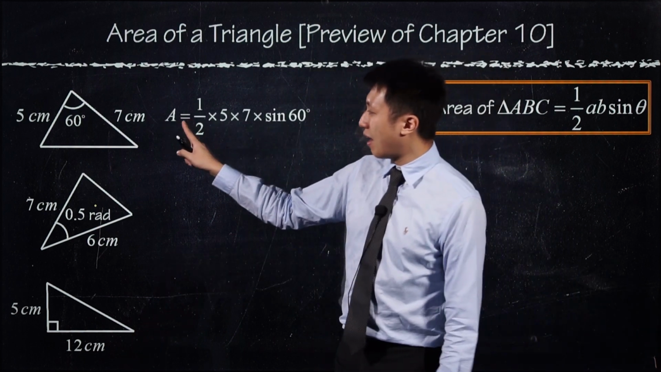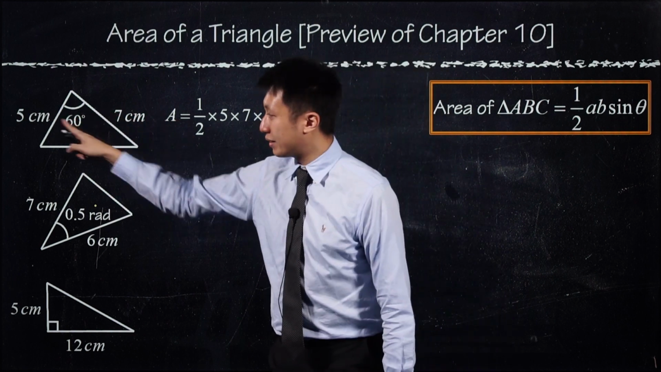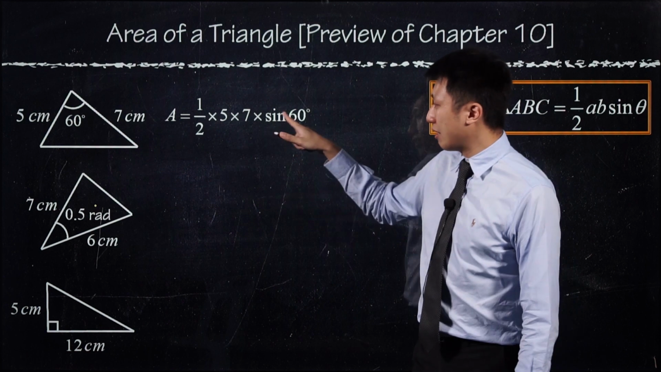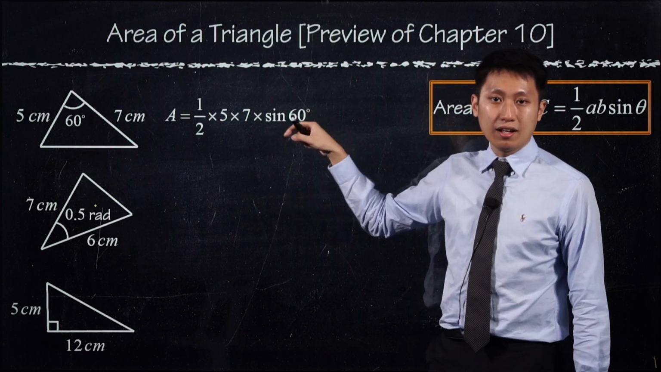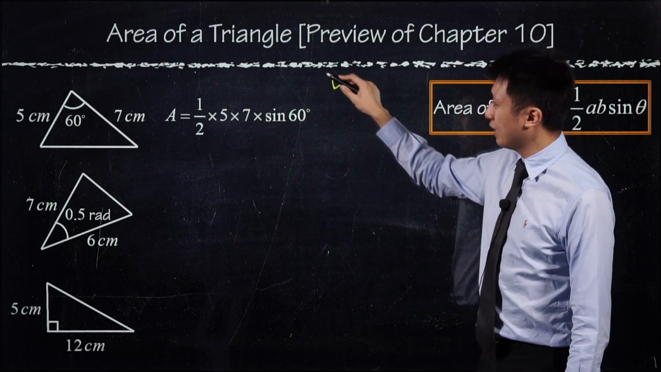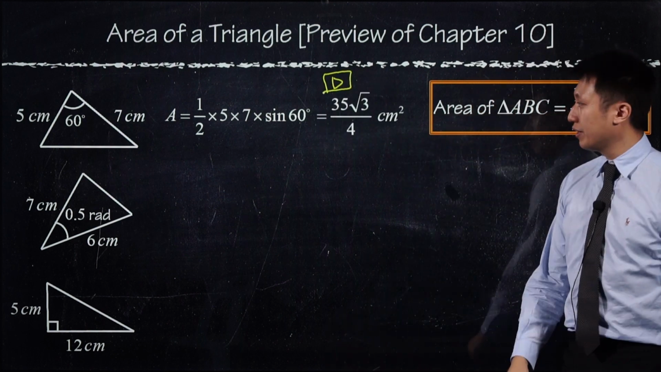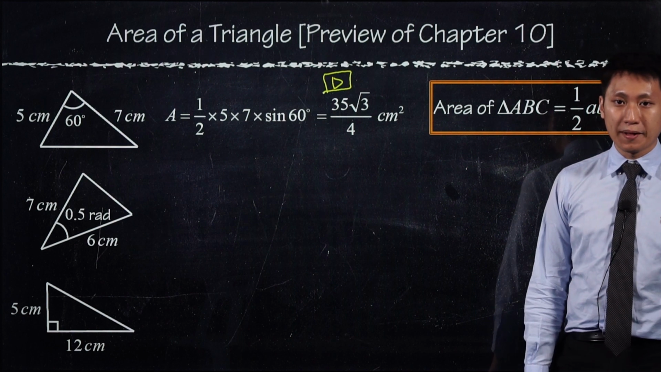First one, half, included, right? So I take 5 times 7 times sine of the middle angle. Now it's degree here, so make sure you are using D. Then the answer will be 35 square root 3 over 4 cm squared.